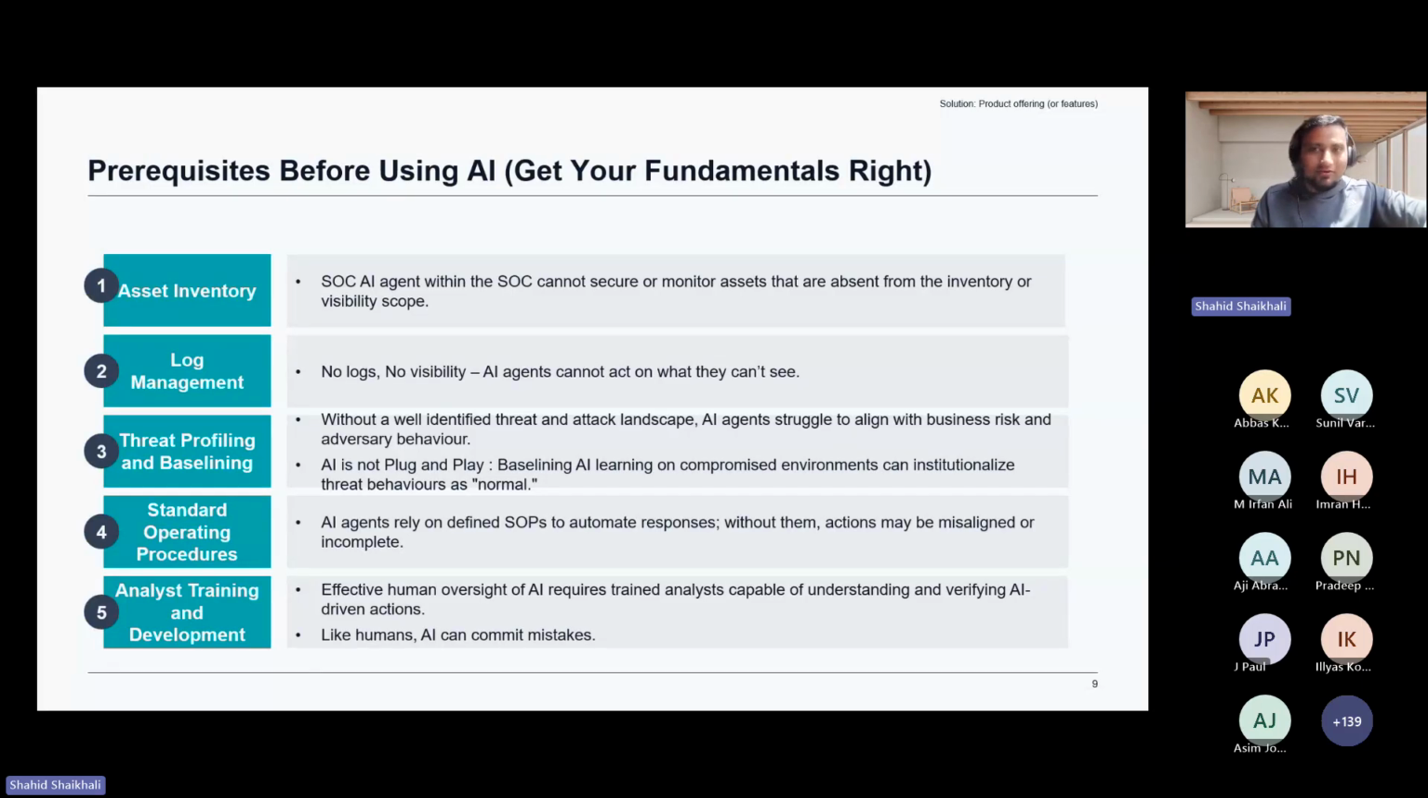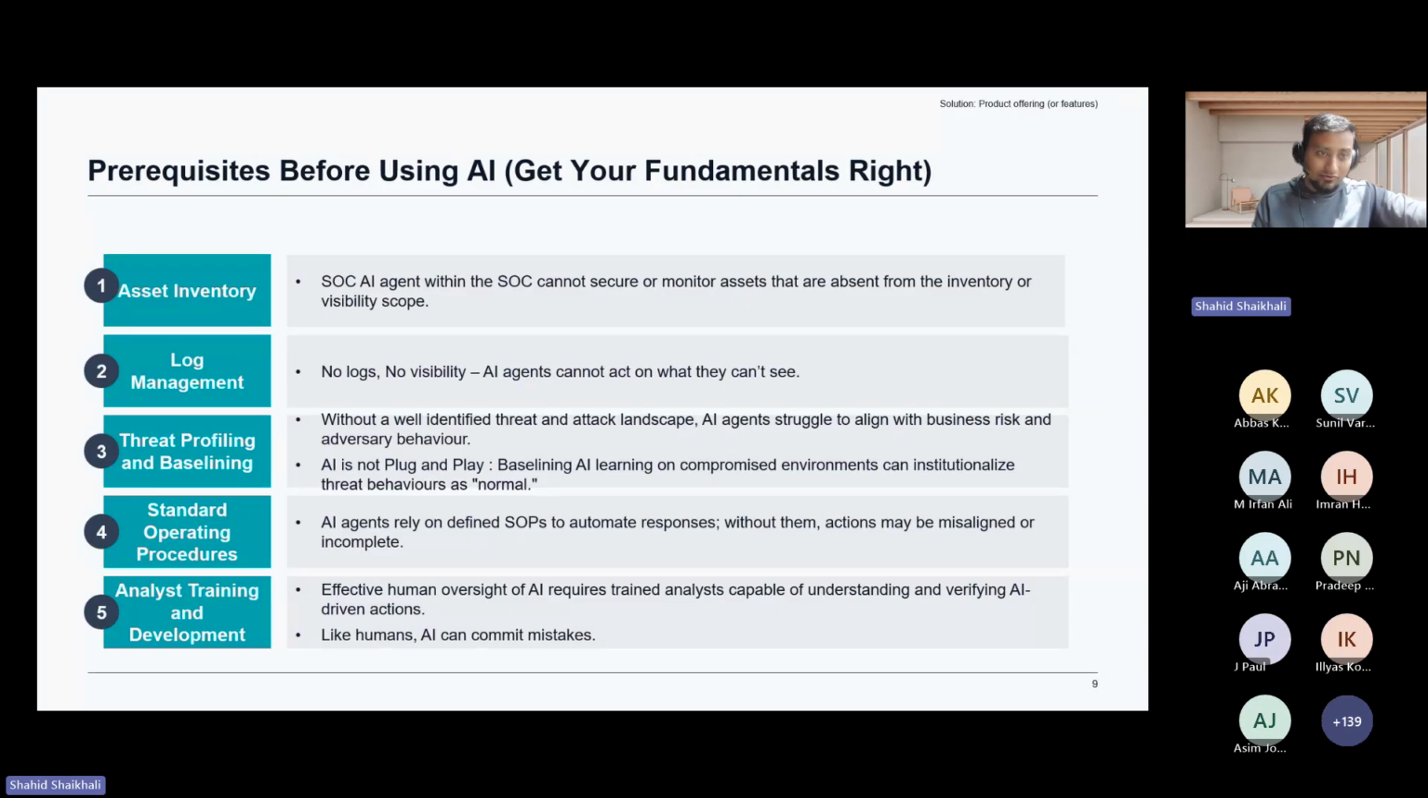Log management. When there are no logs, there will be no visibility, and AI agents cannot act on what they cannot see. So log management practice is very crucial to identify what log sources you need to monitor, what level of logging is required from each of these log sources, and what correlation sits on top of it in the form of a use case framework to have better detective capability to defend your organizations against cyber threats.